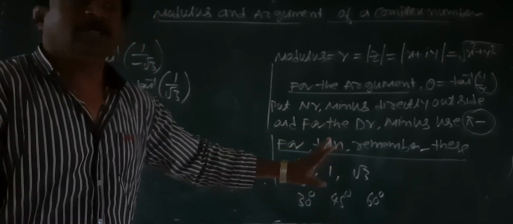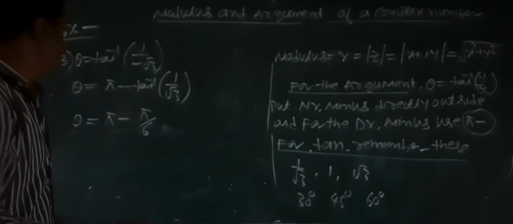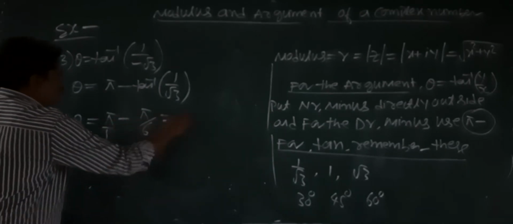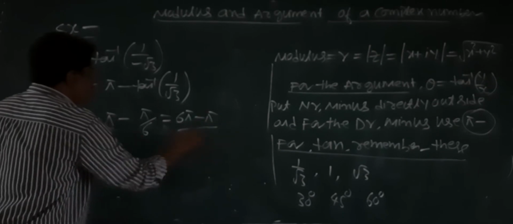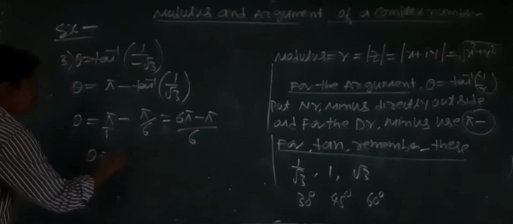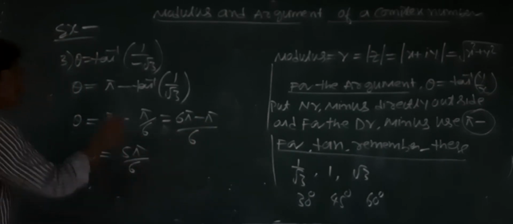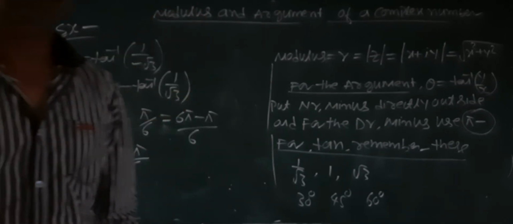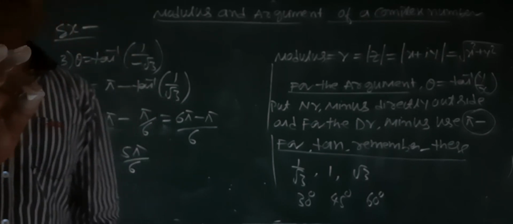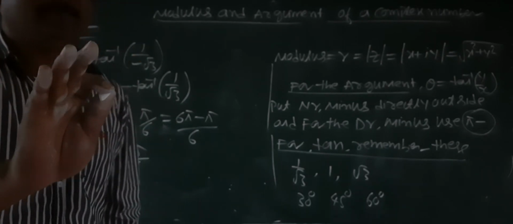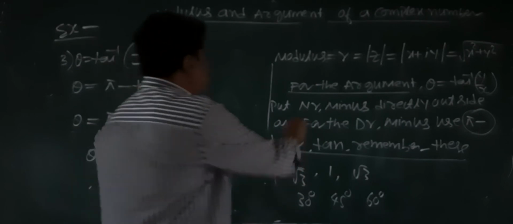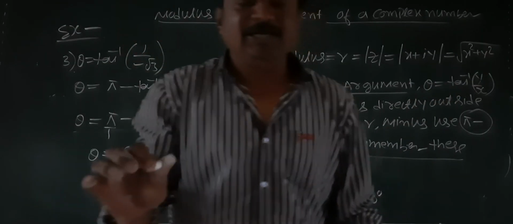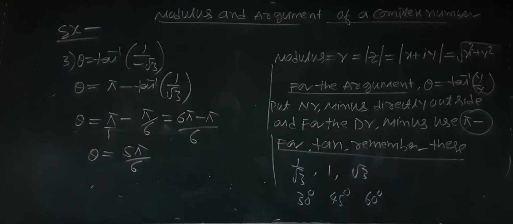1 means 45 degrees. Root 3 means 60 degrees. So pi minus pi by 6, with LCM 6, is 6 pi minus pi by 6. Theta is equal to 5 pi by 6. This is the argument. Theta means argument. R means modulus. Now let us go for solving problems. Need not worry, students. Just remember this line. You can solve every problem easily. Let us go for solving problems, right?